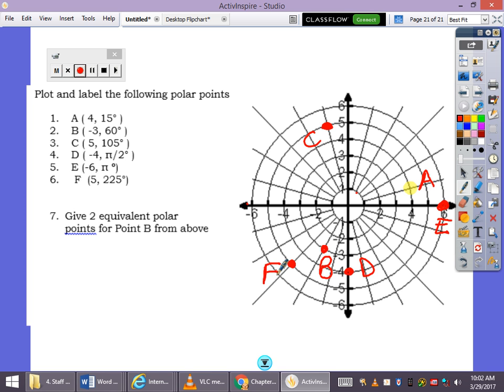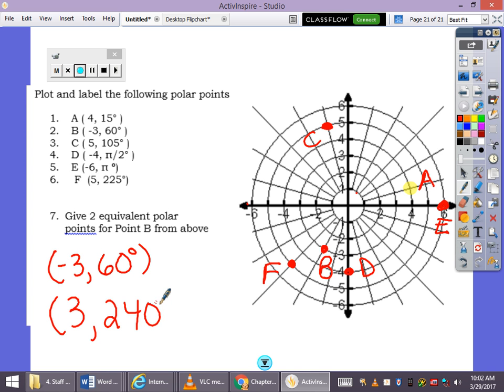Okay, so we are looking at point B, which is negative 3, 60. Without me giving any help, who can give me another address for this exact same point? Yes, sir. Close. Oh, no, you are right. 3 and 240. Okay? How is that the same? So I'm going to go to the pole that's 240, and I'm going to head 3 spaces towards 240, because it's positive.